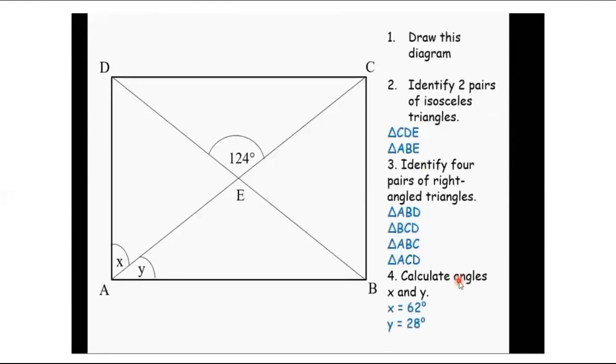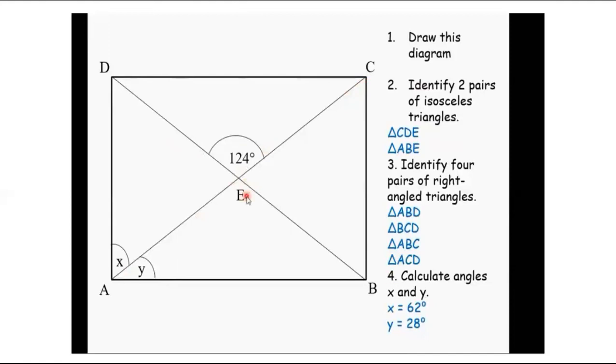I hope you have turned on. Now, if you want to identify two pairs of isosceles triangle, you can see the triangles C, D, and E, and the triangle A, B, and E. They both are looking like isosceles triangle because both of their diagonals are exactly equal. So the two sides are equal and the two angles must be equal too.